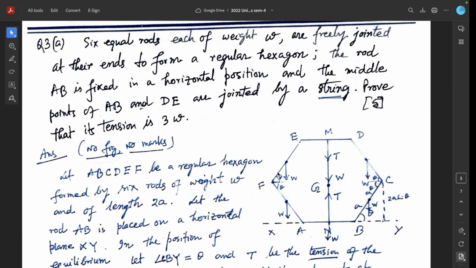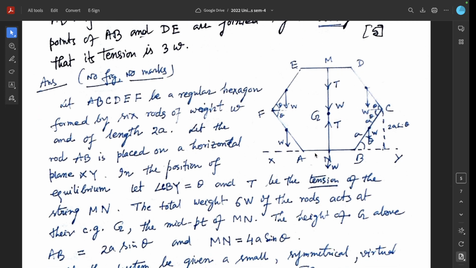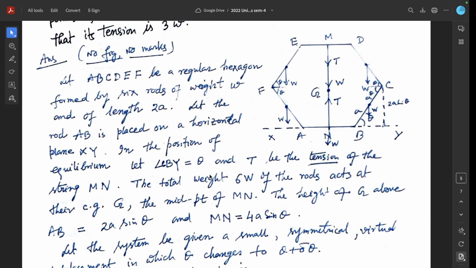This is the regular hexagon ABCDEF, formed by the six rods of weight W, and the length of each rod is twice a. Let the rod AB be placed on the horizontal line XY. In the position of equilibrium, this angle CBY equals theta, and T is the tension of the string MN. M is the midpoint of DE, and N is the midpoint of AB.